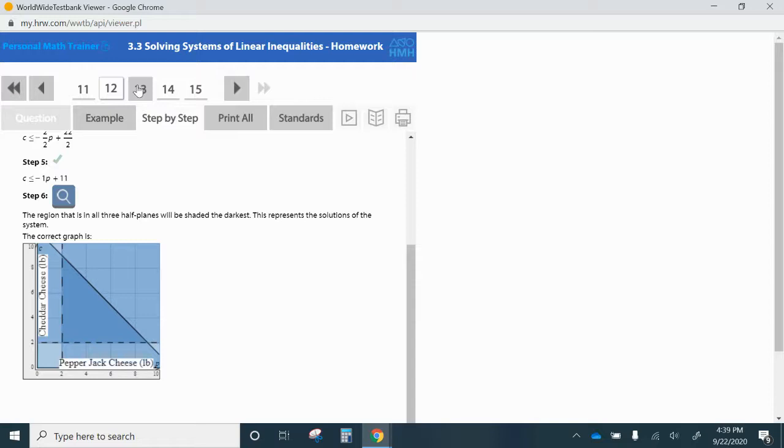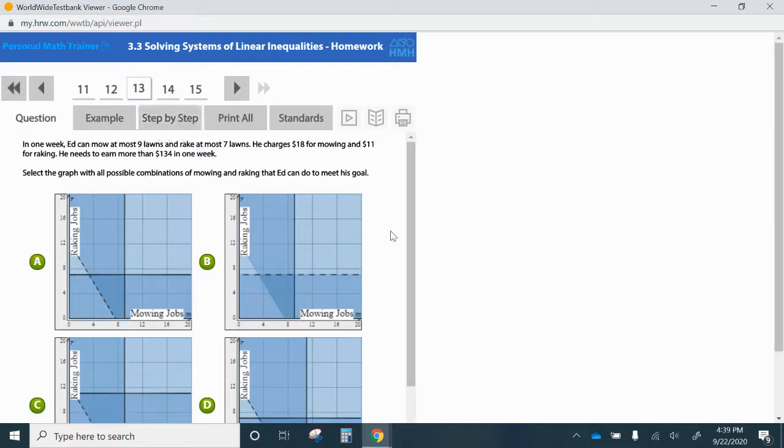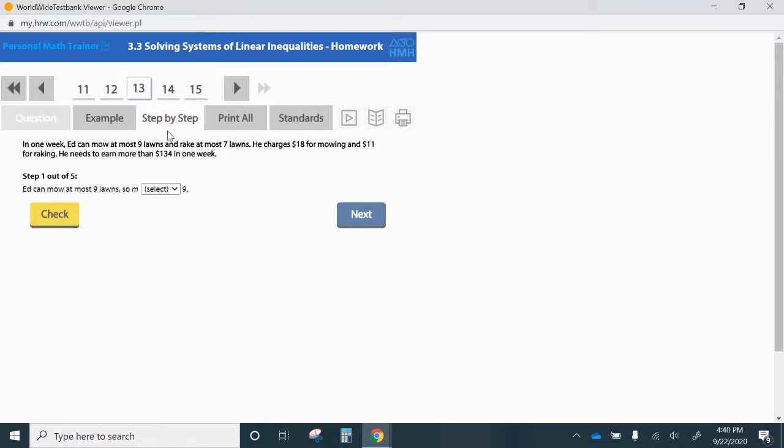Let's go to question number 13. All right, in 1 week, Ed can mow at most 9 lawns and rake at most 7 lawns. He charges $18 for mowing and $11 for raking. He needs to earn more than $134 in 1 week. Select the graph with the possible combinations of mowing and raking that Ed can do to meet his goal.